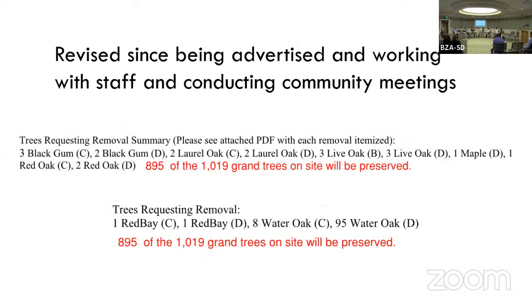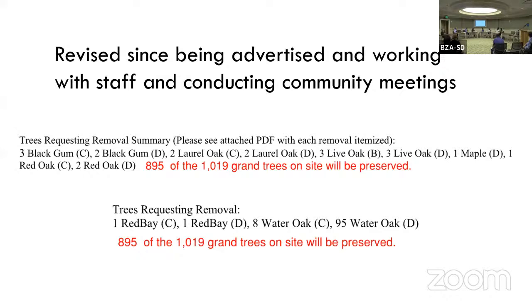So revised since being advertised and working with staff, the grand trees removed, or the trees required by variance, are 3 black gum grade C, 2 black gum grade D, 2 laurel oaks grade C, 2 laurel oak grade Ds, 3 live oak grade Bs, 3 live oak grade Ds, 1 maple grade D, 1 red oak grade C, and 2 red oak grade Ds. Note, 1,119 grand trees on the site, and with this proposed layout, 895 will be preserved.